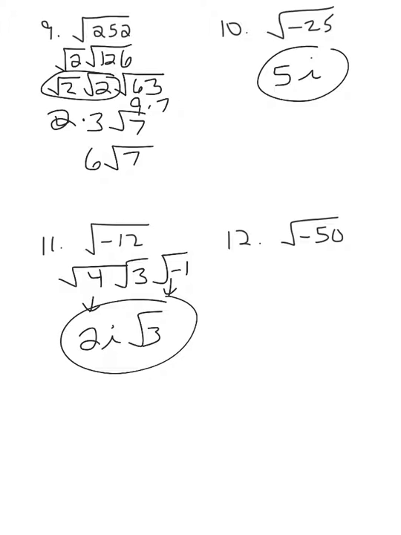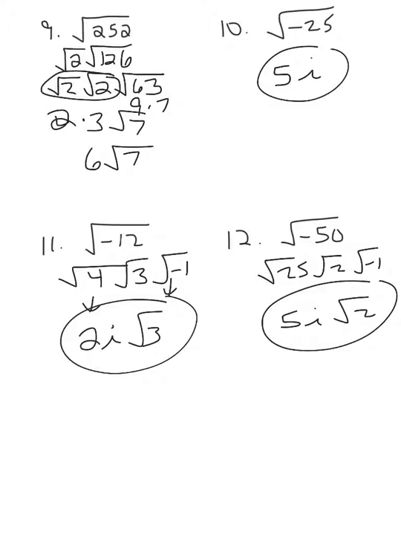And then the next one, well, what is this? This is just the same as the one we did in number 10, except what are you going to do? You've got 25 times 2 to get 50, and then the square root of negative 1. So 5 comes out, the negative 1 comes out as an i, and I've got radical 2 left over. Piece of cake. Keep moving on.